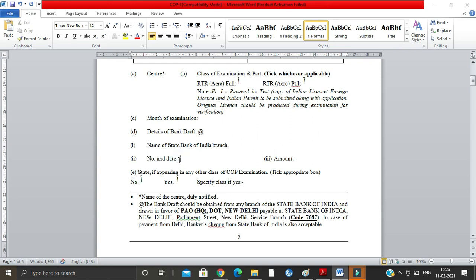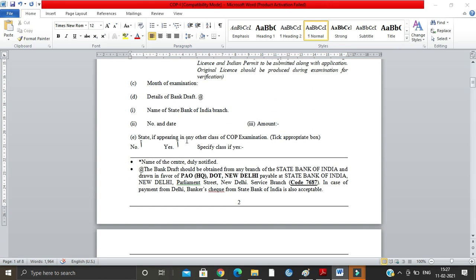Then number and date. Now what number will you fill here? You will fill the challan number here, and the date is the date when you actually paid the fees. The amount you have to fill here is 500. Then, if appearing in any other course of COP examination, here you can say no.